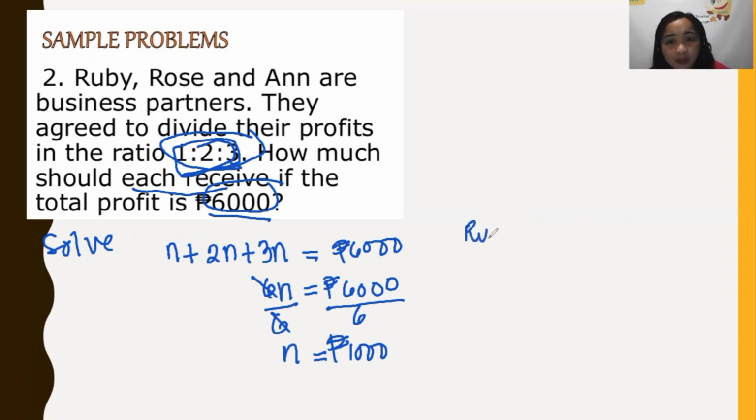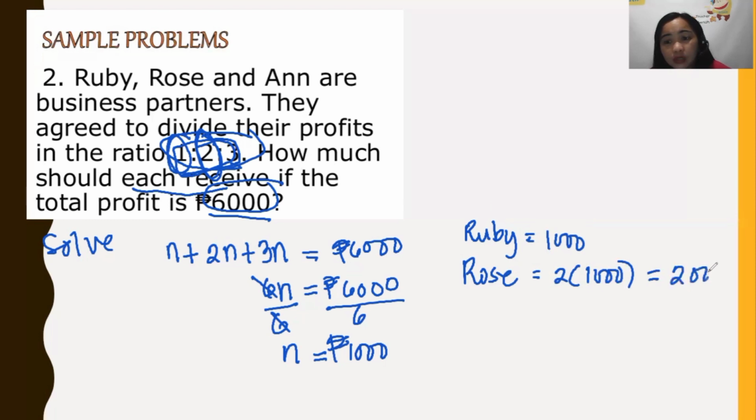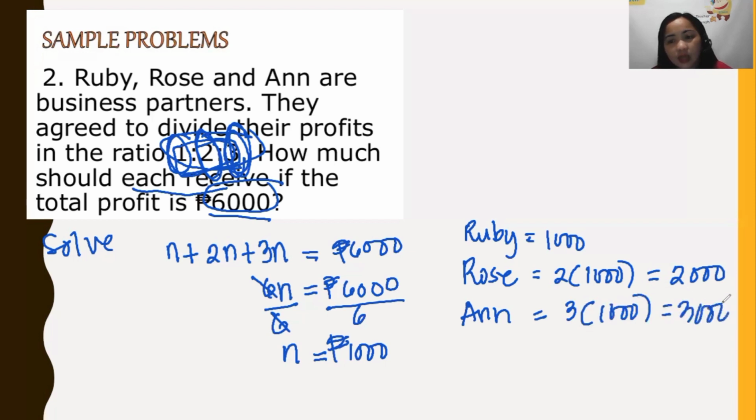So, si Ruby will get one part. Ito yung kanya, one part, that is equivalent to 1,000 pesos. While si Rose will get two parts. Paano ba yun? 2 times 1,000, that is equivalent to 2,000 pesos. And then, yung huli, si Anne, represents the 3 or 3n, that is 3 times 1,000 pesos. So this is 3,000 pesos.